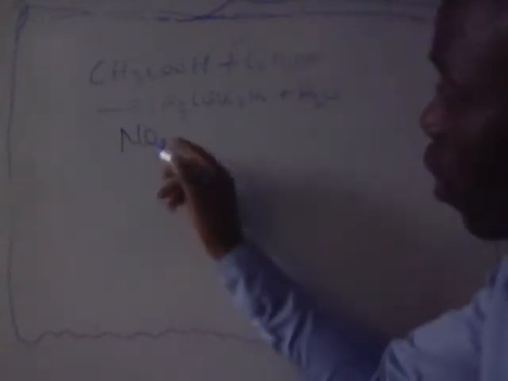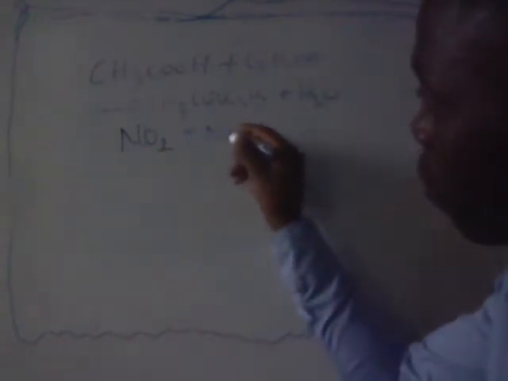So when you bubble nitrogen oxide gas into sodium hydroxide, you also have two salts. The salts would be sodium nitrate, that is sodium trioxonitrate(V), and sodium dioxonitrate(III), plus water. Practically, the two major products are these.